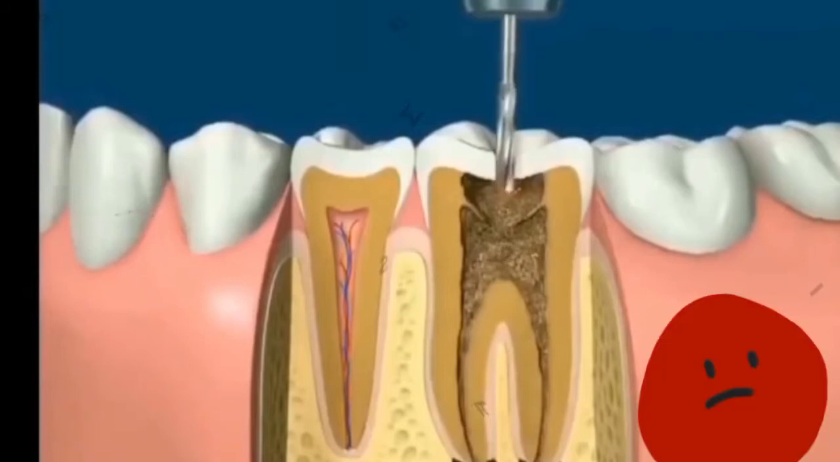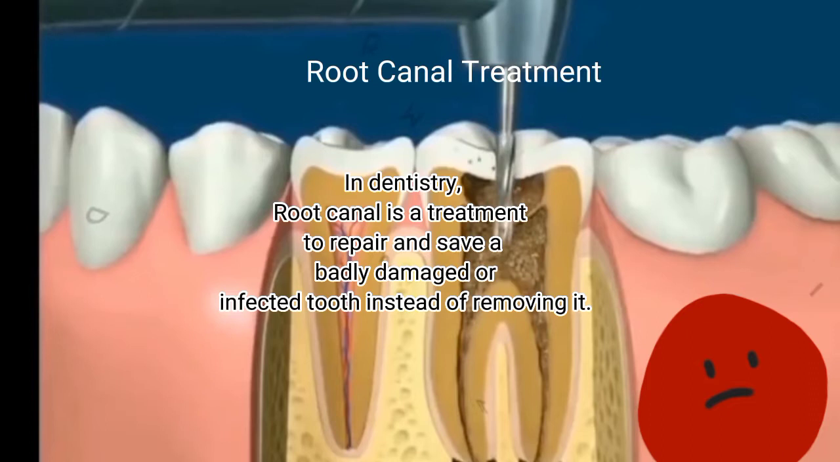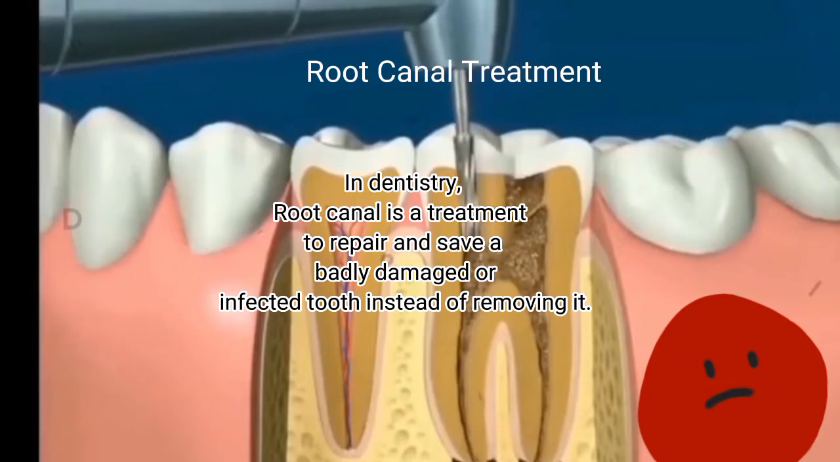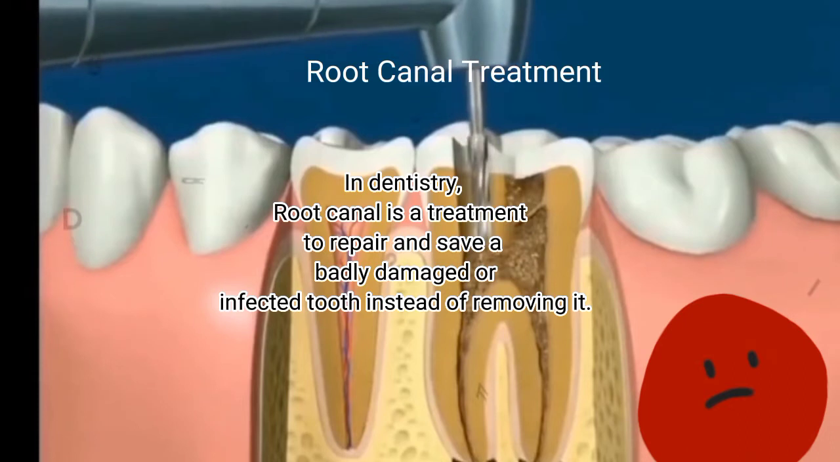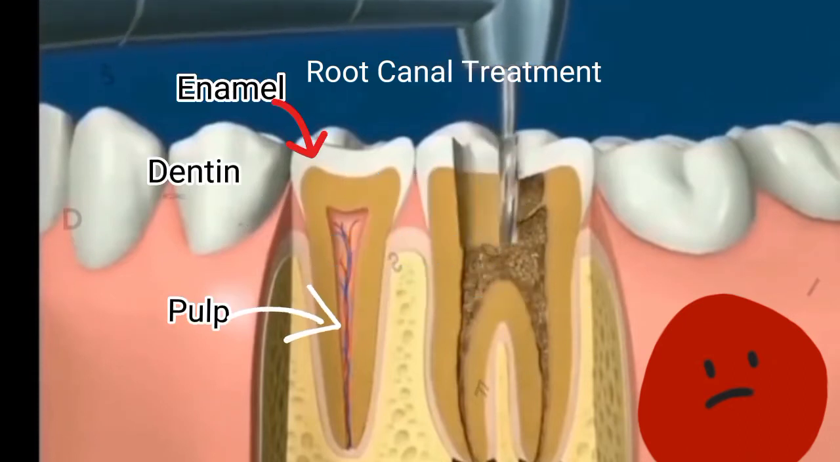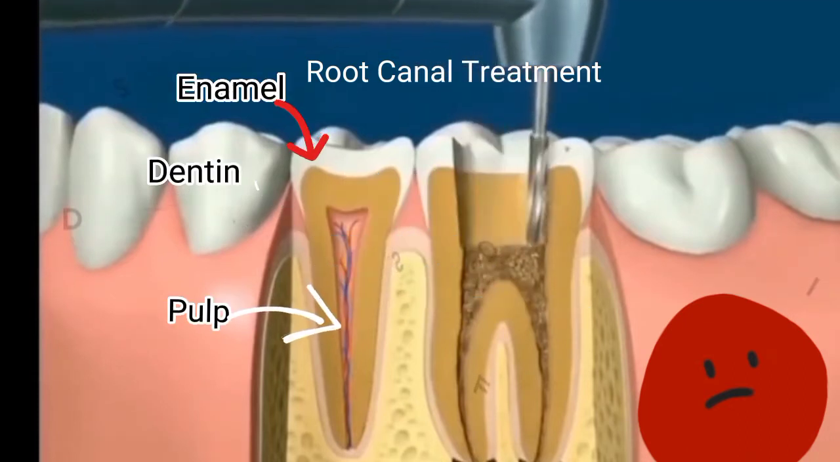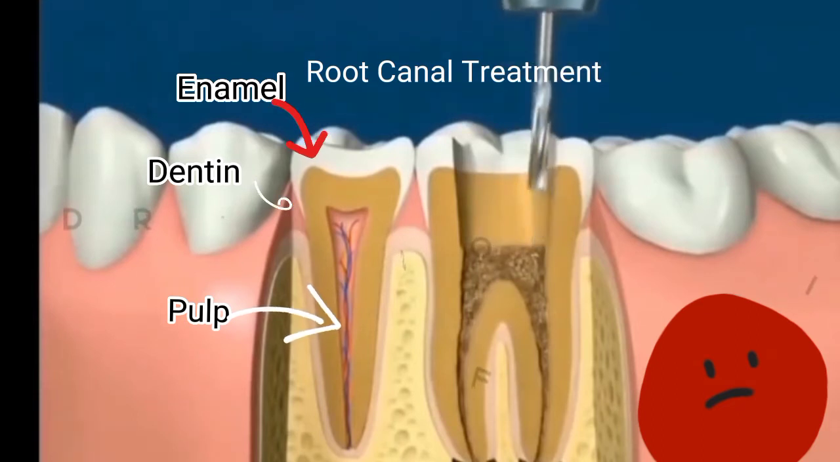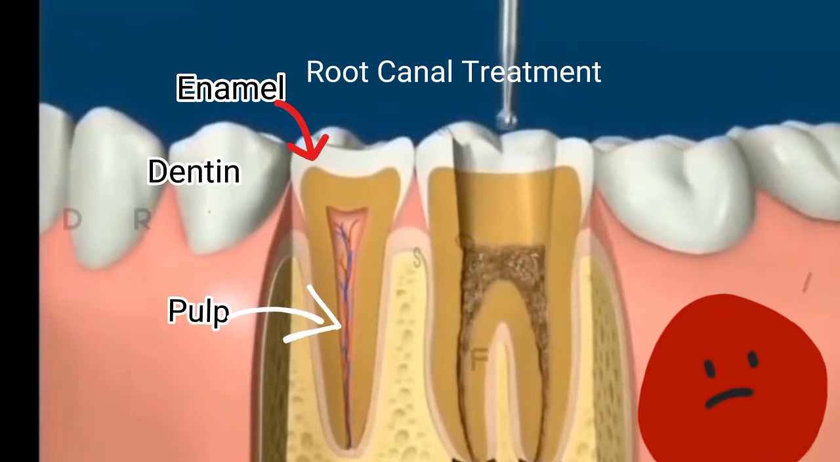Today, the topic of discussion is RCT, root canal treatment. In dentistry, root canal is a treatment to repair and save a badly damaged or infected tooth instead of removing it. As we all know, a tooth has three main parts: enamel, dentine and pulp. In cases where caries affect enamel or dentine, a filling or restorative procedure could be done. But in cases where pulp is involved, RCT could be done.